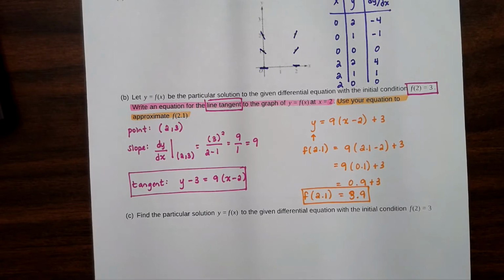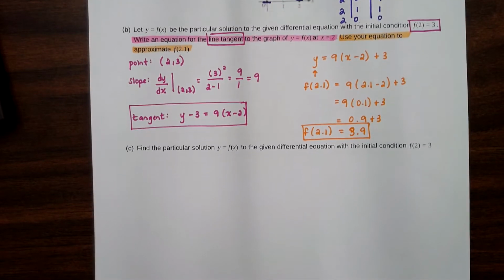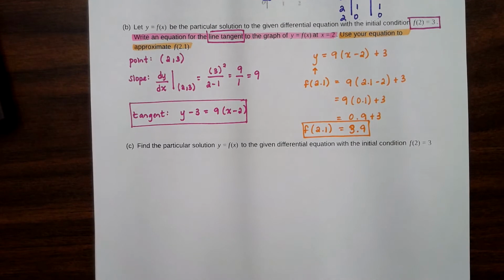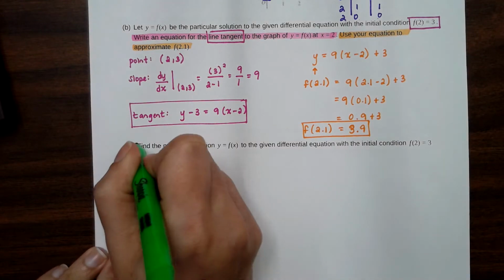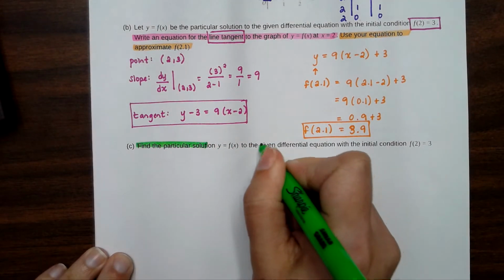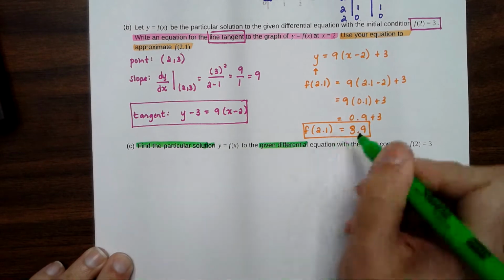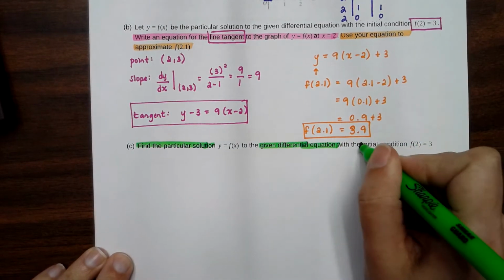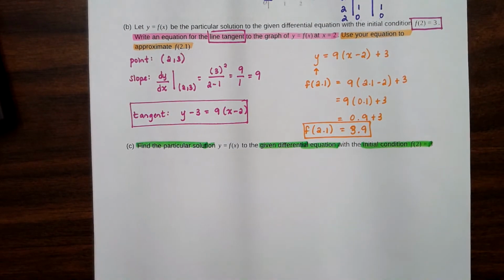Now, part C to this question is my favorite part because this is the part that we've been practicing, and it's really fun for me to do this. It says, find the particular solution to the given differential equation with the initial value f of 2 equals 3. Those directions should look pretty familiar. We've been practicing it a lot. Finding a particular solution to a differential equation means find the original function.